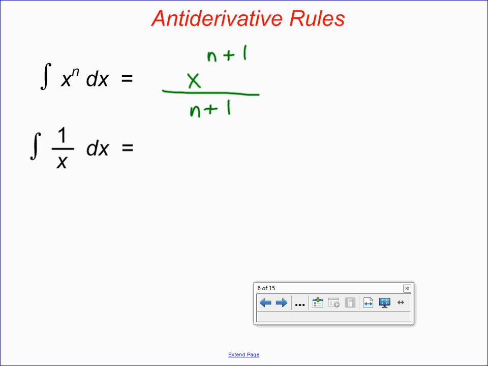X to the negative 1, right? And so if I were to try to apply the power rule to that, I would get x to the negative 1 plus 1 is 0, so I can add 1 to the exponent, and then divide by the new exponent. Well, dividing by the new exponent is dividing by 0, and that's undefined. And so I clearly cannot apply the power rule when anti-differentiating the expression 1 over x with respect to x.